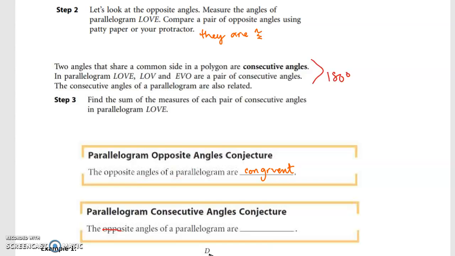For some reason, this is wrong. This should be consecutive. So the parallelogram consecutive angles conjecture says the consecutive angles of a parallelogram are supplementary.